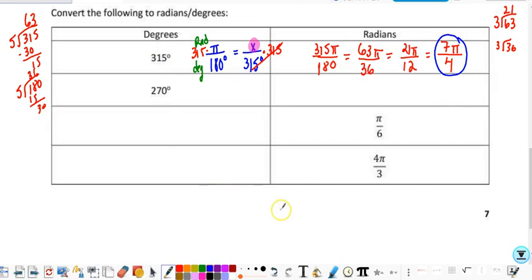That was a complicated one to start with. Okay, let's do it again for 270.